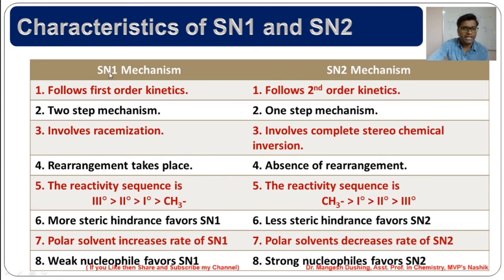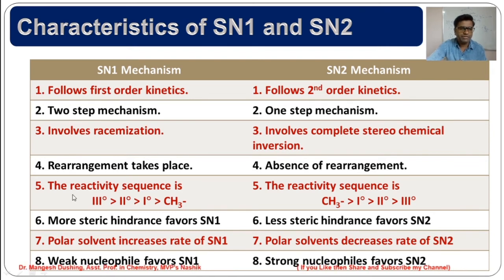Fourth difference, in SN1 reaction rearrangement takes place because it goes via a carbocation. If there is a carbocation formation, rearrangement will take place to change the stability of the carbocation. Primary carbocations are less stable and tertiary carbocations are more stable. So if a carbocation is formed, it tries to shift from primary to secondary, secondary to tertiary to get more stable. While in the case of SN2, there is a concerted mechanism. So no carbocation formation, concerted. Simultaneously, the leaving group will leave and the nucleophile will attack. So there is an absence of rearrangement.